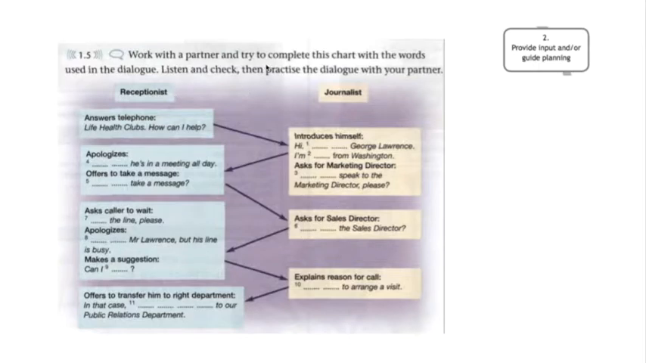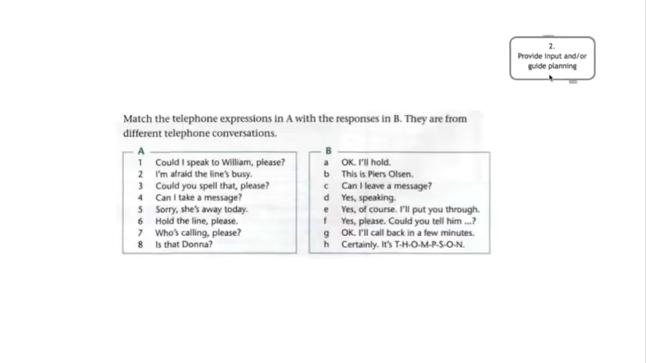Now, work with a partner and complete the chart. So they have to fill in gaps based on what they have heard. And it mimics, it models a telephone call, right? Listen and check, and then they can practice reading it out loud. Now, this is what's known as controlled practice. There's no freedom here. They're told what to read and interact in this dialogue, but it's still providing input.